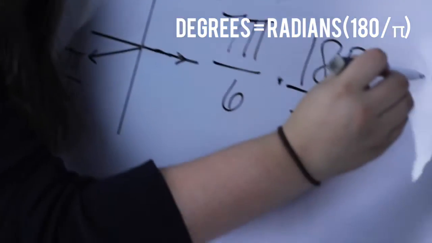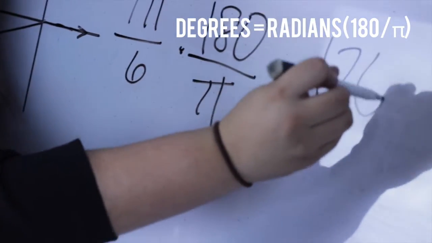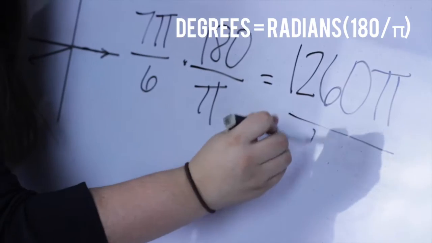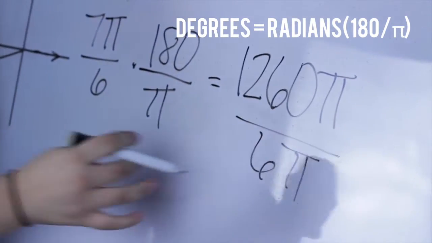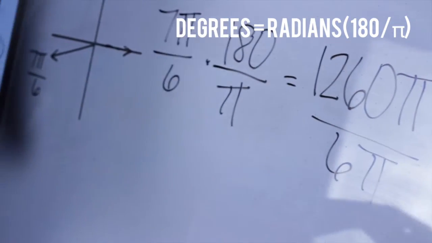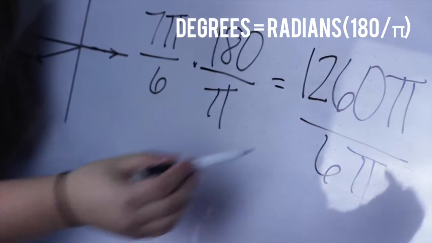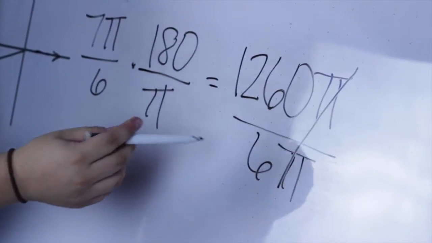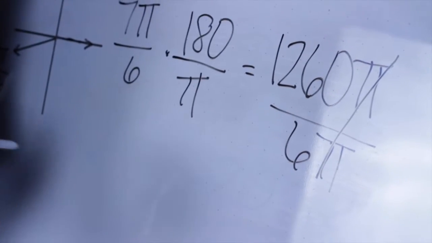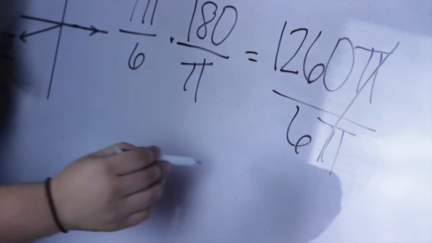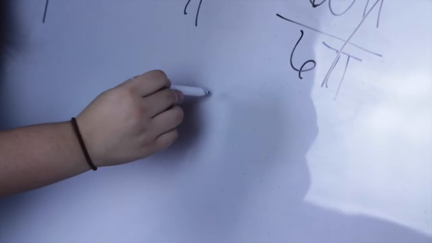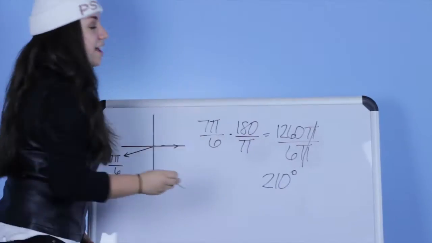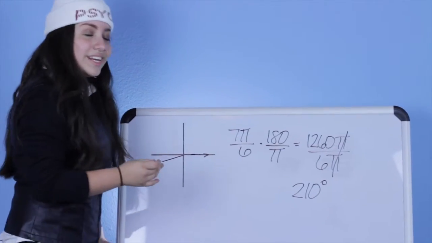This is going to become 1260 pi over 6 pi. Like we know in math, you can continue simplifying this fraction. The pi's cancel out and you can simplify 1260 over 6, which eventually becomes 210 degrees. And that's how you convert from radians to degrees.